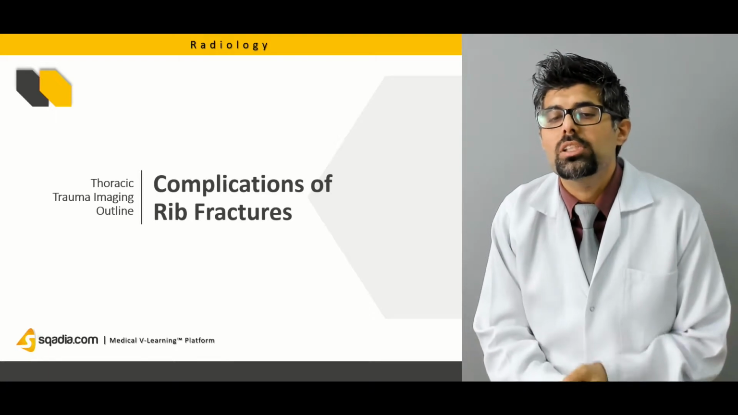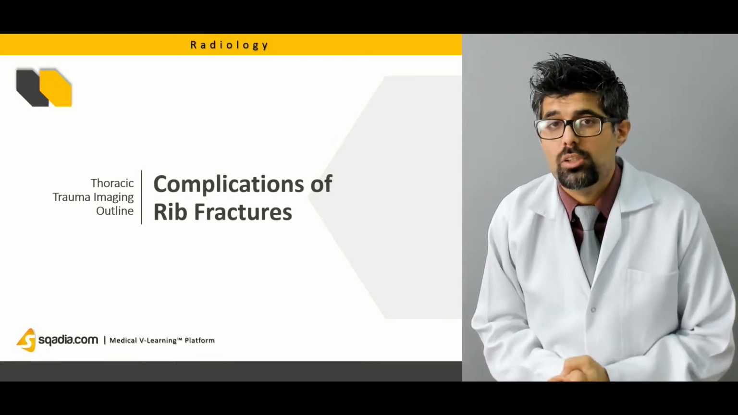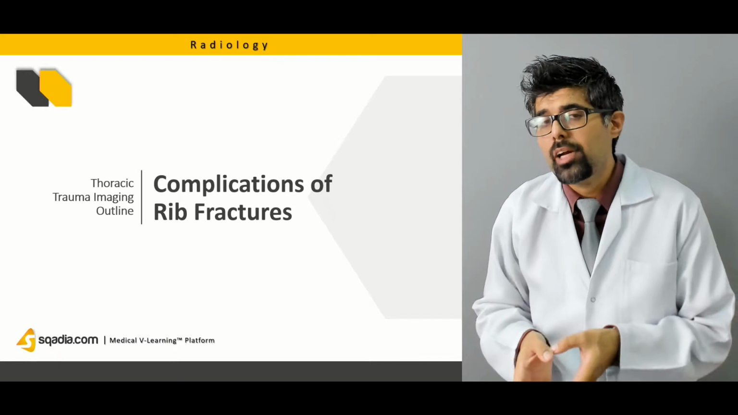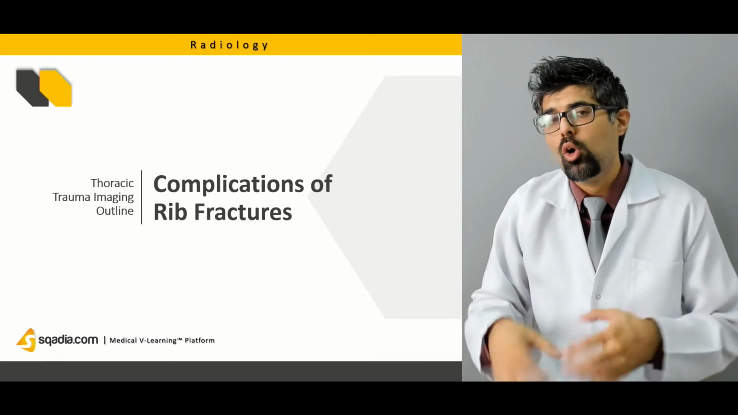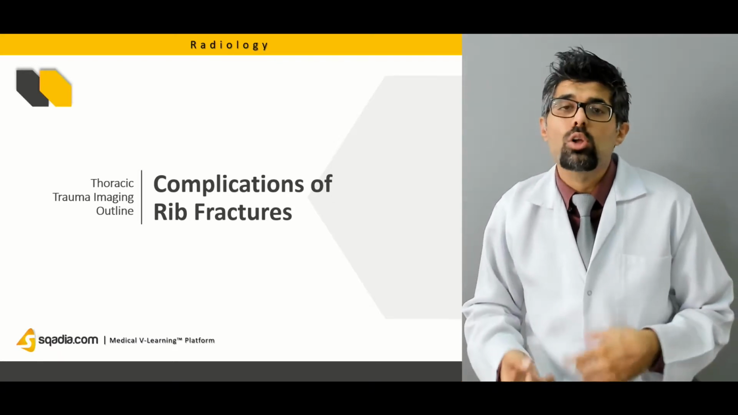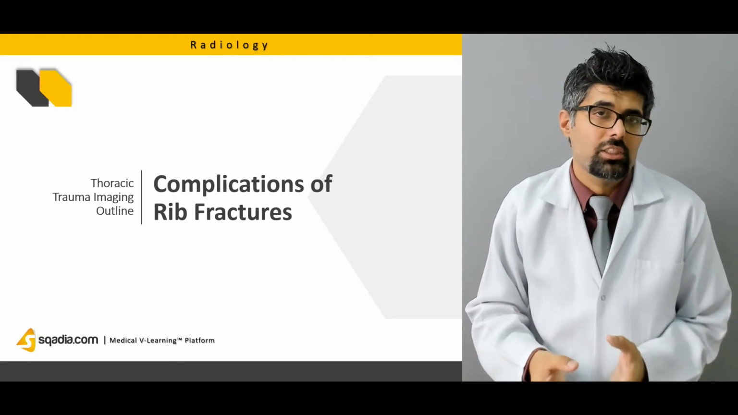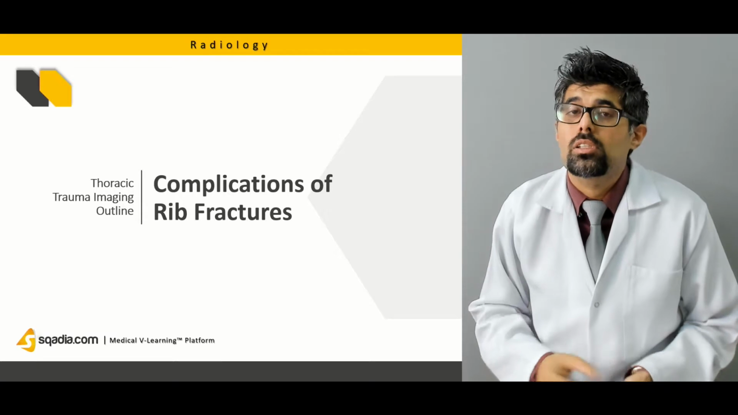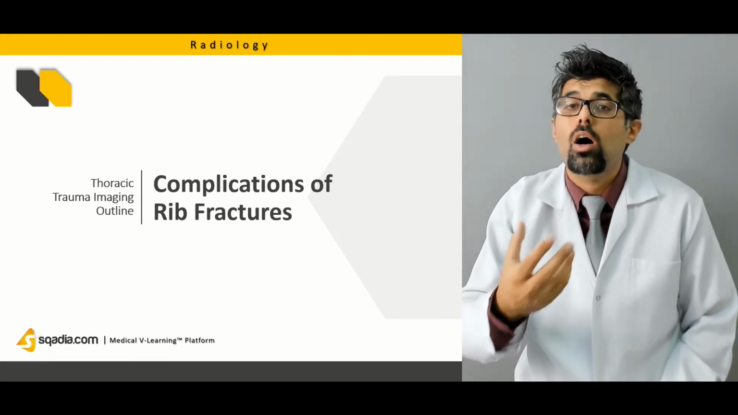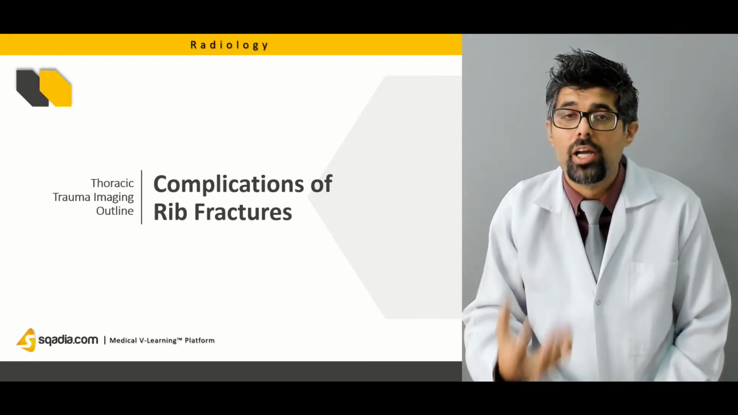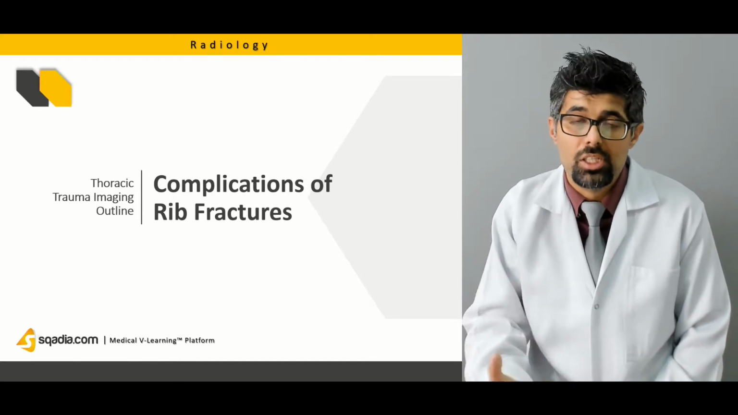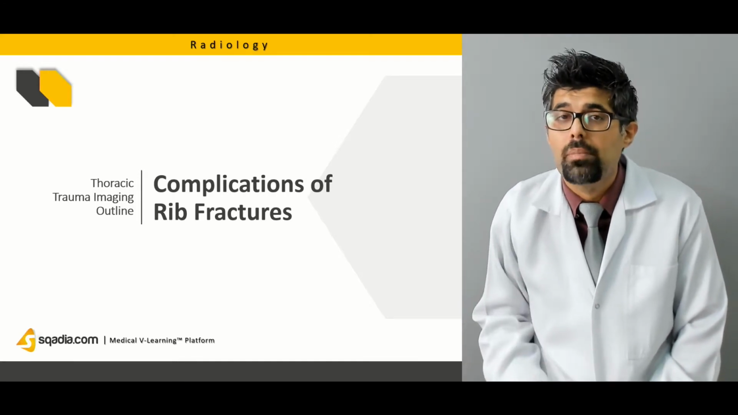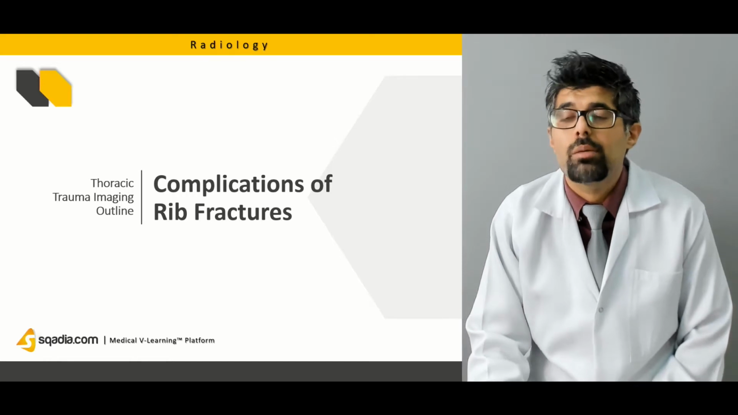Next, we'll be discussing the complications. Now, rib fractures not only produce on-spot damage, but they also complicate other things. How they complicate, which complications occur, how to treat them, and how to visualize them, how to find out on the imaging that these complications are happening. We will study those.